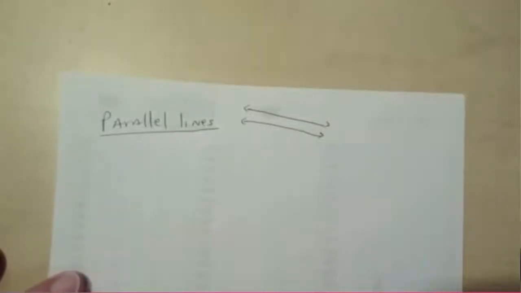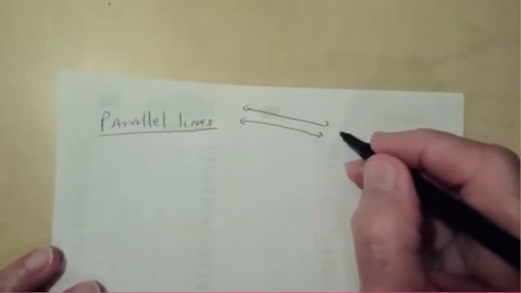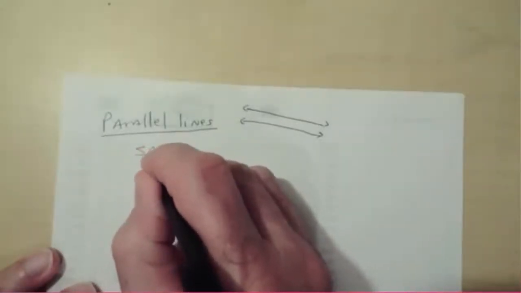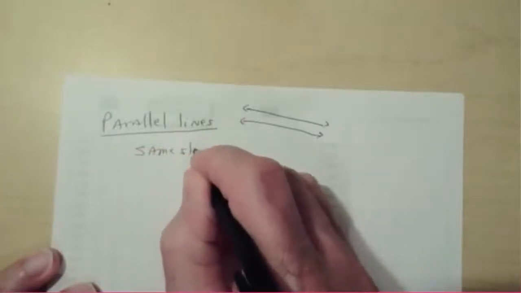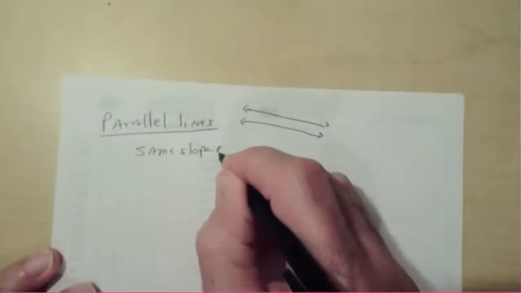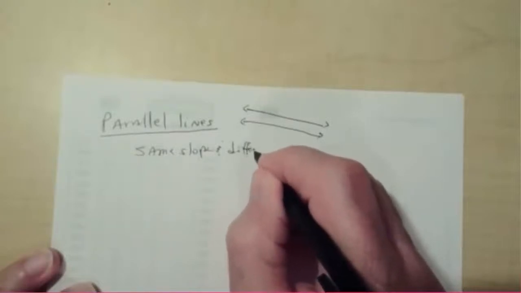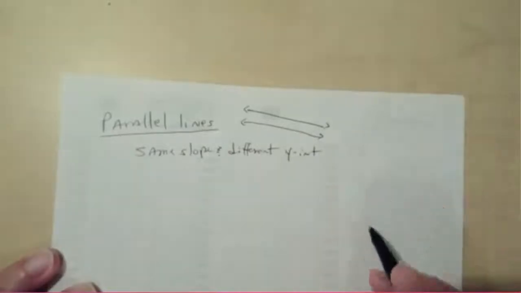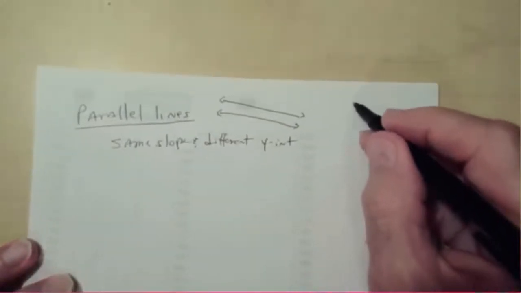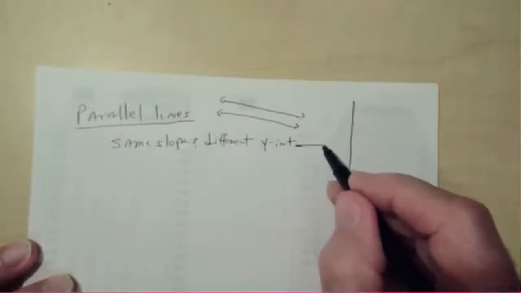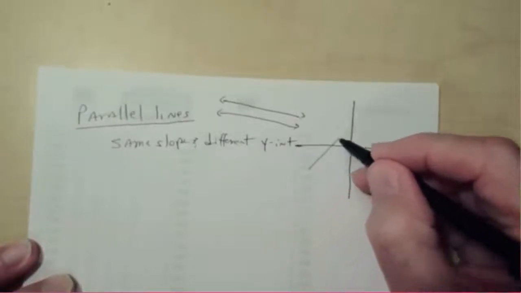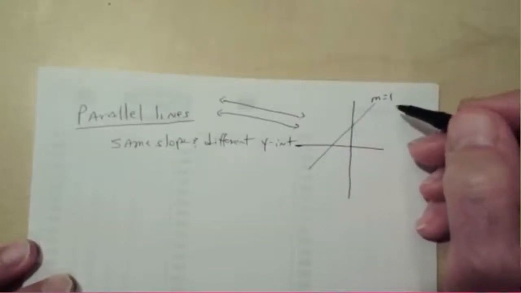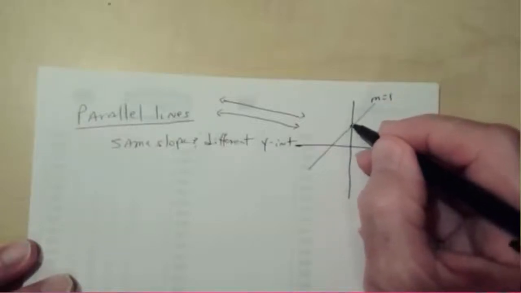Okay, what happens here with parallel lines, they have the same slope and different y-intercepts. What that means on the graph, if you have two lines, slope is 1, more or less, and it crosses the y-axis right here. This is the y-intercept, x and y.